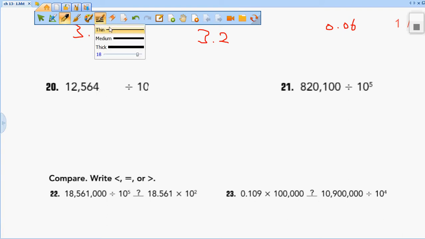So you will get again 12,564 divided by 10. Create your decimal point and move it to the left side 1 place, so the answer becomes 1,256 and 4/10.